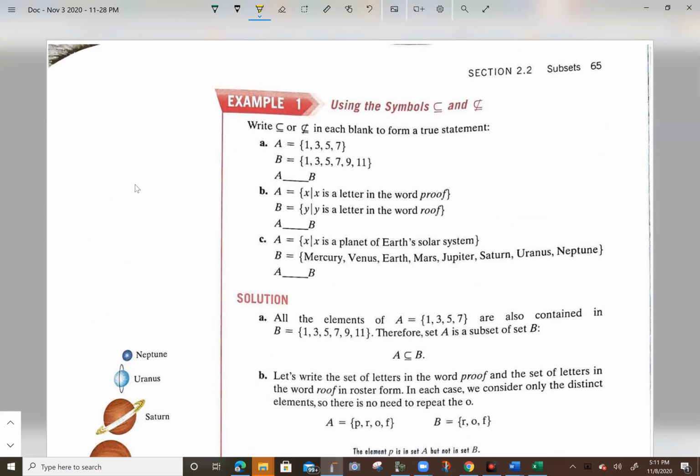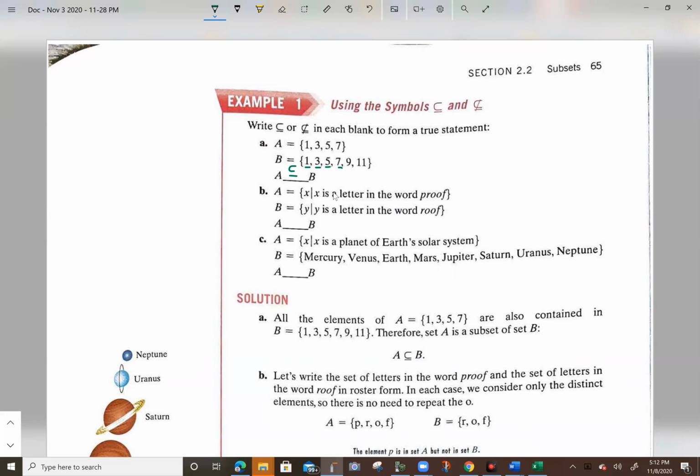So we're looking at examples. Write subset or is not a subset in each blank to form a true statement. So here A has 1, 3, 5, and 7, and B has 1, 3, 5, and 7, and also 2 more. So that's fine. It can have more as long as A contains all of those original elements. So A is a subset of B. A is actually a proper subset of B, but we'll get into that next.